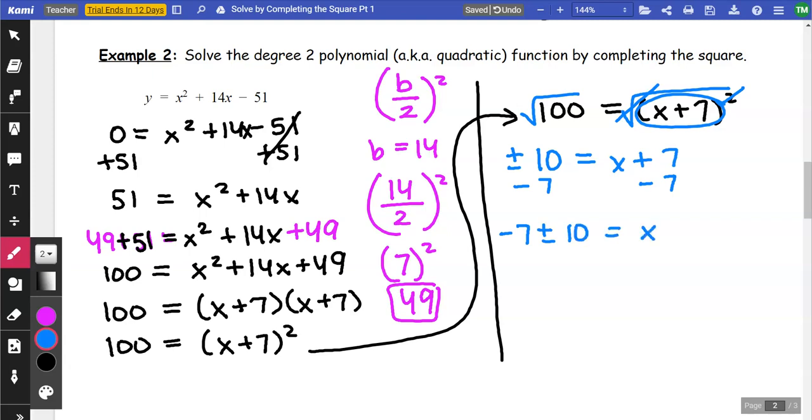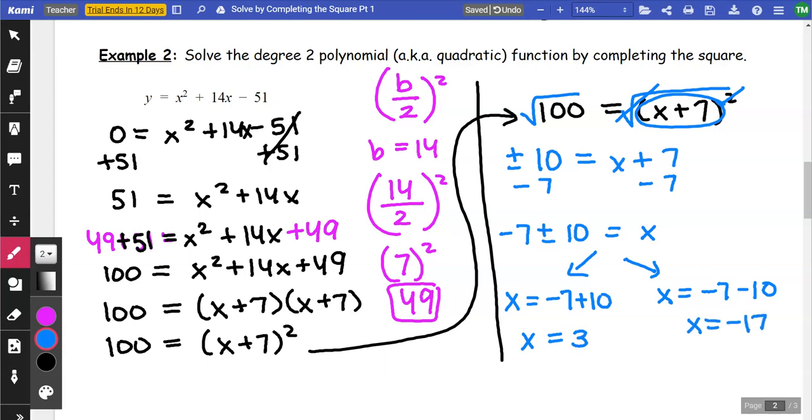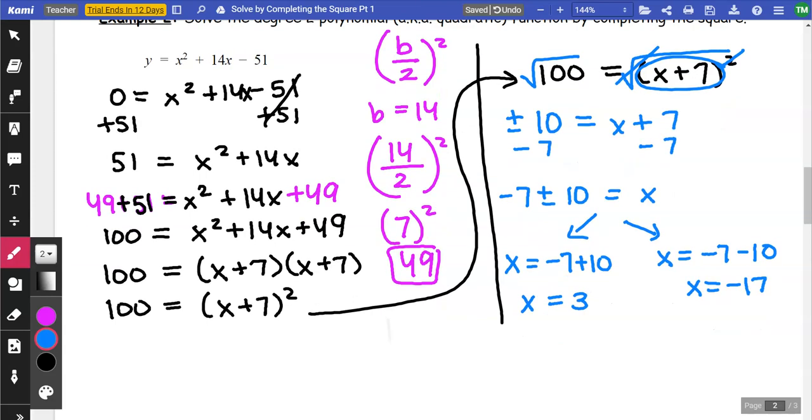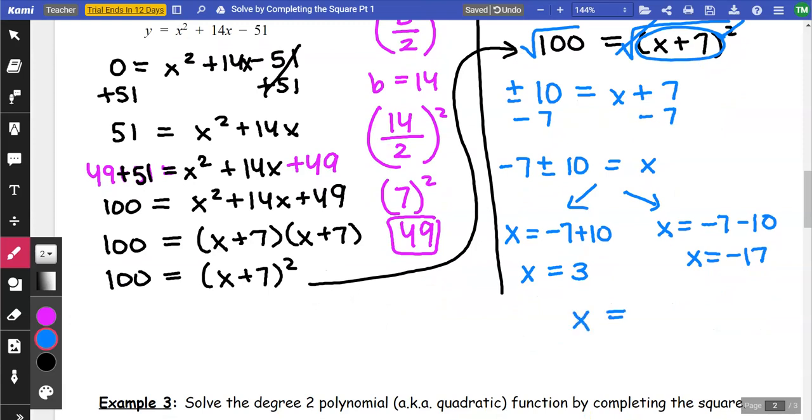Now because the 10 is not under a radical, this time we can actually simplify our two answers. Right here we have x equals negative 7 plus 10, and x equals negative 7 minus 10. So x equals 3, and x equals negative 17. So then our answers are x equals 3 and negative 17.